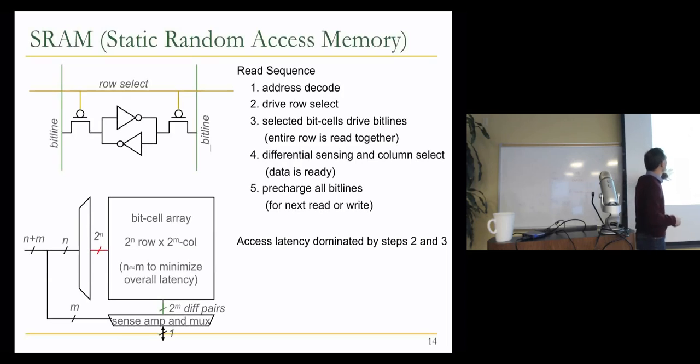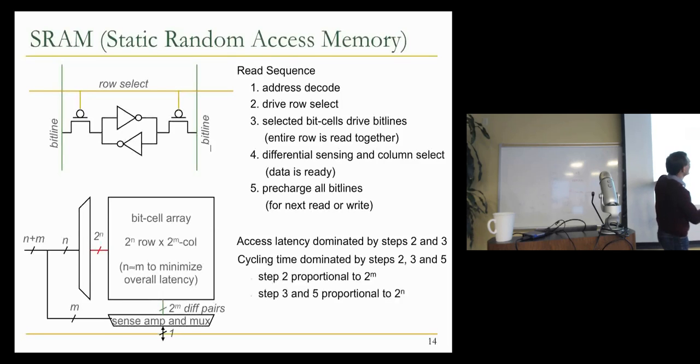So let's take a look at what the access latency is dominated by. To be able to do this access, you need to drive the row select signal over here. Well, address decode, obviously, is also on the critical path. But if your array is large enough, access latency is dominated by how fast you can drive the row select signal and how fast you can drive the bit lines. Row select signal is also called the word line, if you will. I don't have it over here. But how fast you can drive the word line and how fast you can drive the bit lines.